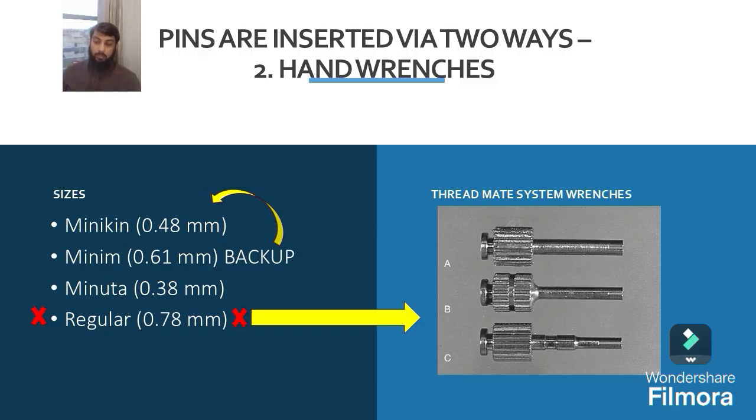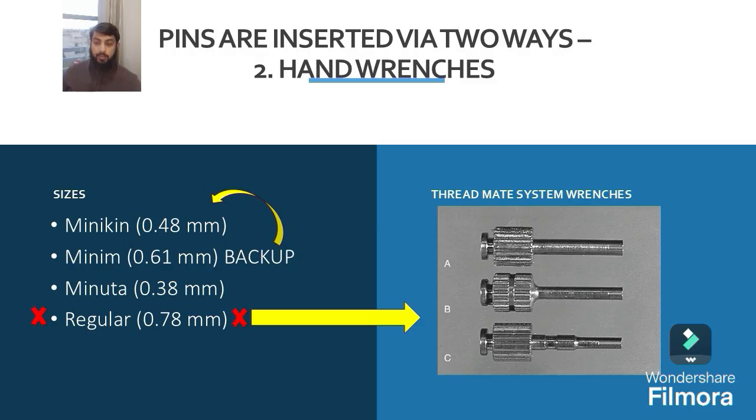Then we come to the Minim. If you have prepared a pin channel that is slightly larger than the Minikin, there comes the Minim as a backup plan. If your pin channel is wider than the intended pin channel, you are going to use the Minim pin. Then we come to Minuta pins. The Minuta pins are most commonly used in the posterior dentition. The regular pins are most commonly used with these hand wrenches. They are too big to be used in current clinical scenarios and most rarely used, 1 in 1,000 times.